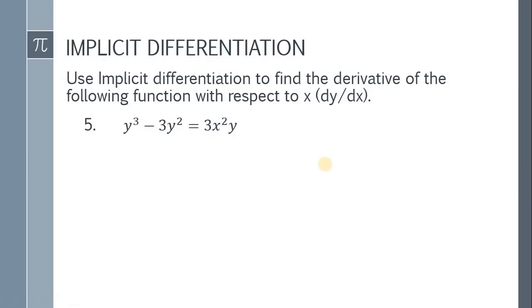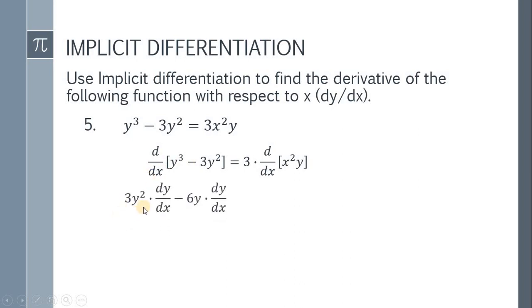So, let's move on to example number 5. First thing to do is to take the derivative both sides with respect to x. So we have the derivative of y cubed minus 3y squared is equal to 3 times the derivative of x squared times y with respect to x. Now, ang tanong, bakit natin inilabas yung 3? Now, tandaan natin mabuti na pwede natin i-pull out yung constant sa derivative. Okay? Next, simplify natin. Unahin na natin yung nasa left hand side. So we have derivative of y cubed with respect to x. So we have 3y squared times dy over dx.